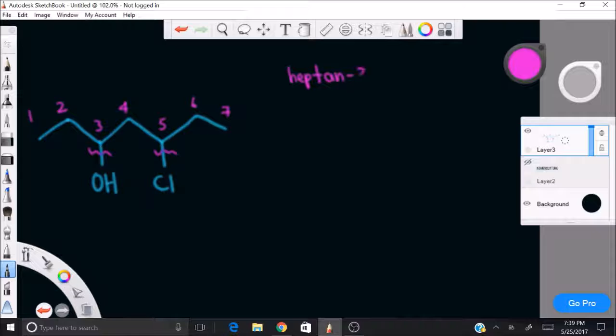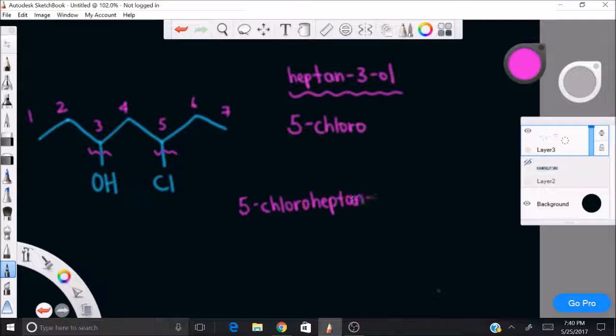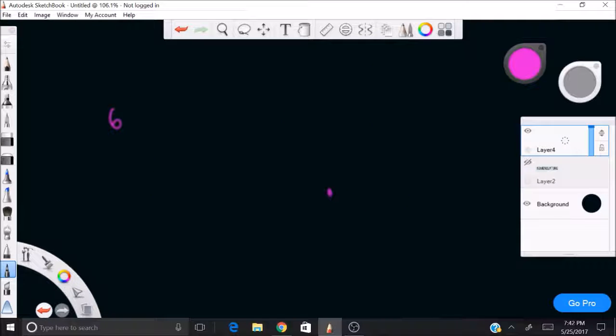I like to put the 3 in the middle of the parent because it signifies where the OH group is. Then I put my squiggly line underneath, and then I put down the substituent, 5-chloro. After that, it just comes down to simply arranging the substituent before the parent, and you're done.